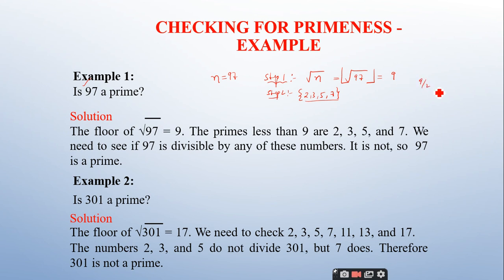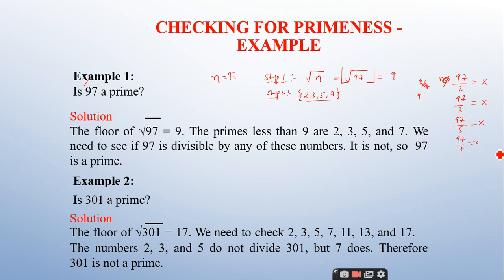So 9 by 2, is it divisible or not? Sorry, not 9, right? We have to check whether n is divisible by these numbers or not. So now tell me, 97 by 2, is it divisible or not? No, sir. Next, 97 by 3, divisible or not? No. 97 by 5? No, sir. 97 by 7? No.